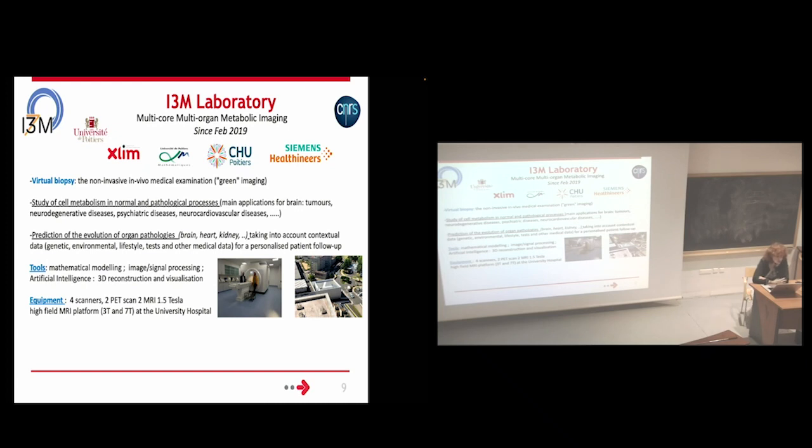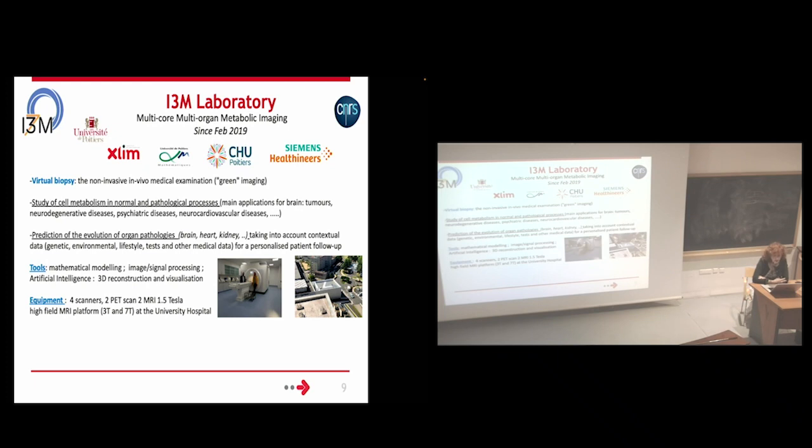We try to study the cell metabolism, both in normal and in pathological processes. And the main organ we study is the brain. So we study brain tumors, neurodegenerative disease like Alzheimer's, some psychiatric disease also, and also neurocardiovascular disease like strokes.